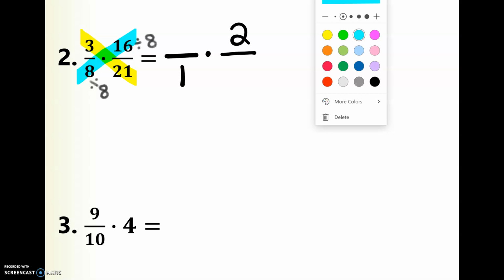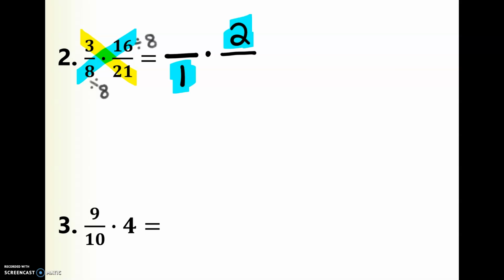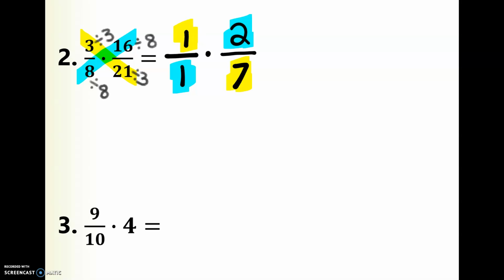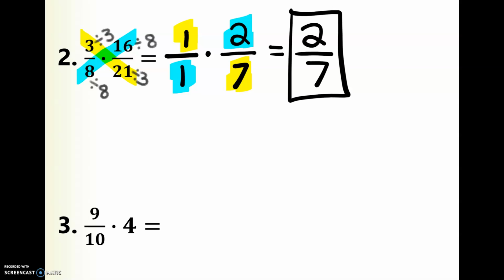You can see those came from our simplified fraction. Now looking at 3 and 21, those have a common factor of 3. They can both be divided by 3 evenly. So 3 divided by 3 is 1, 21 divided by 3 is 7. Those are our simplified pieces, and now it's going to make the ending steps a lot easier. So 1 times 2 is just 2, 1 times 7 is just 7. And since we simplified on the front end, it's already simplified here.